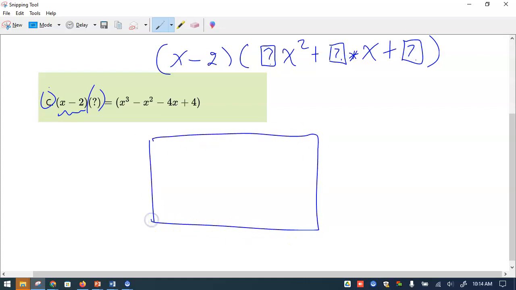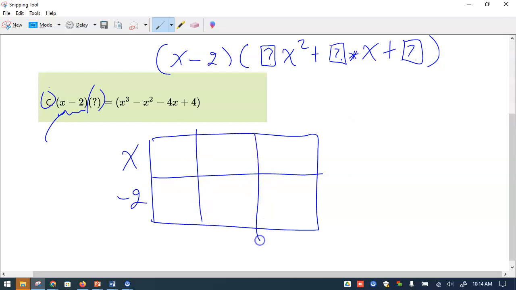Make a 2 column x. So this goes at the bottom. So this is x minus 2. And then you make 3 columns. And we need to know what goes here, question mark, question mark, question mark, right? The very first one is x cubed, it will go right here. And the last one is plus 4, that will go here. Okay. Now, what multiplies?